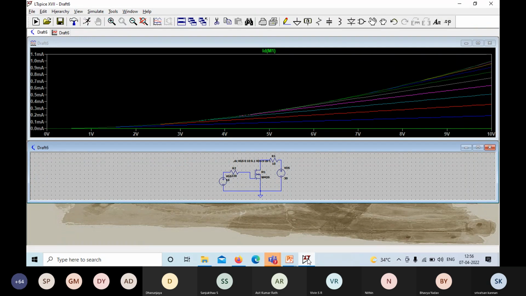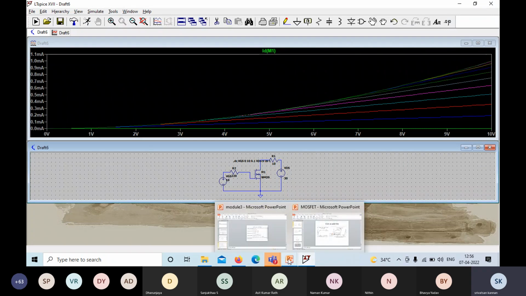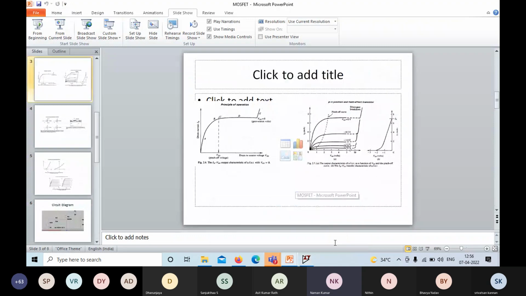Sir, it was 1 milliampere. Which one is one? I'm asking voltage. The pinch off voltage. You are saying ampere. Okay, sorry, sir.